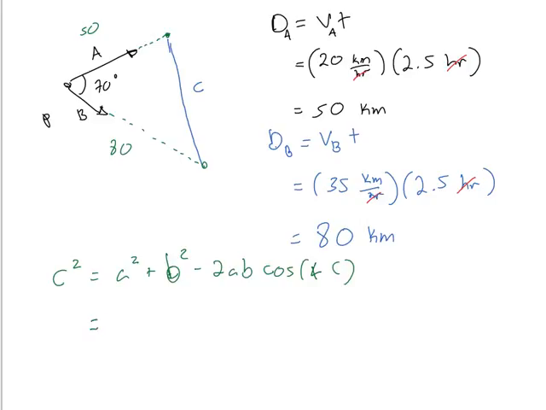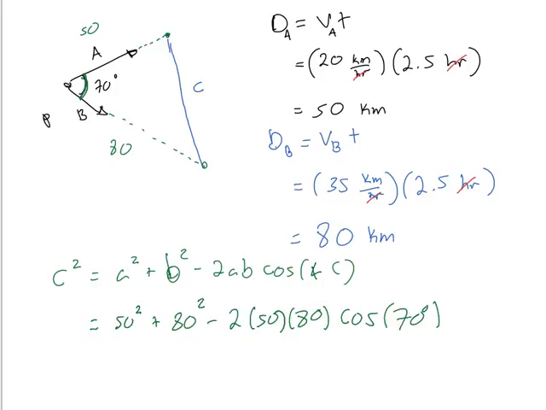And so C squared, which is the side that we want, is equal to side A squared, which in this case is 50 kilometers, plus side B squared, which in this case is 80 kilometers squared, minus 2 times 50 times 80 times the cosine of 70 degrees, because 70 degrees is that angle between side A and side B. It's also the angle opposite side C.